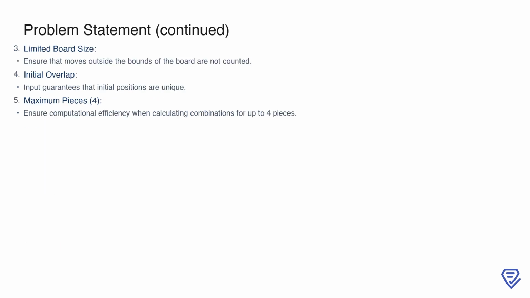When solving this problem, there are several constraints and edge cases to keep in mind. First, the number of pieces will range from 1 to 4, and their initial positions will always be unique. The chessboard is fixed at an 8x8 size, so any moves that go beyond its boundaries cannot be counted. For cases with multiple pieces, it's critical to ensure that no two pieces ever occupy the same square after moving. Finally, for computational efficiency, the solution must handle the maximum scenario of 4 pieces while still ensuring accuracy in the calculation of all valid move combinations.